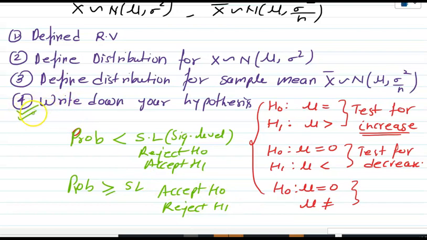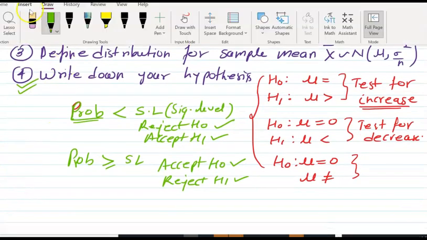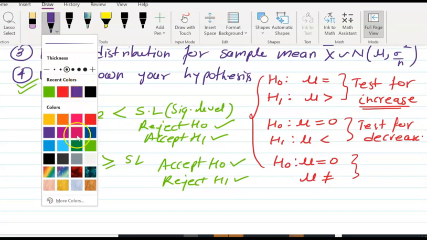Whether it is a one tail test or a two tail test, decide and find whether the probability you are finding is less than the significance level or greater than it. If it is less than the significance level, we reject H0 and accept H1. If it is greater than or equal to the significance level, accept H0 and reject H1. Now, after the fourth point, the fifth point, just have a look.